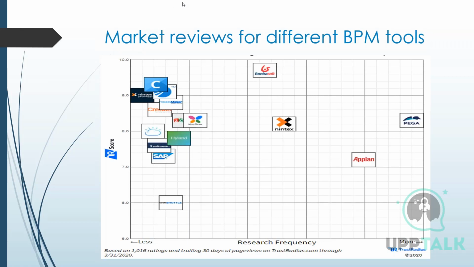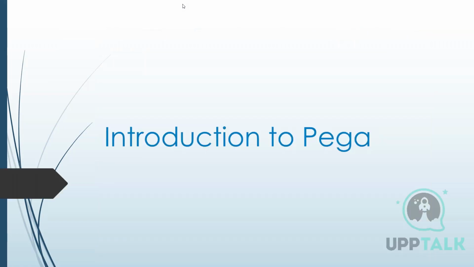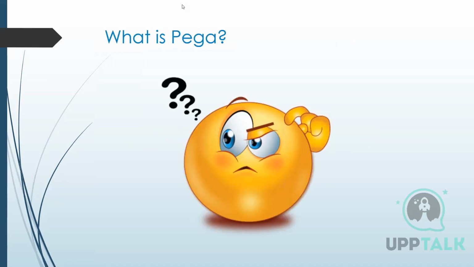So yes, it's not like one BPM tool is good and others are not good, nothing like that. Each one has its own advantages and disadvantages. We just need to choose whichever works best for us. Right? So now I think, yes, enough of the background. Let us go to Pega. So let us see what Pega is all about. Right? So when I ask somebody, what is Pega? Like you said, yes.